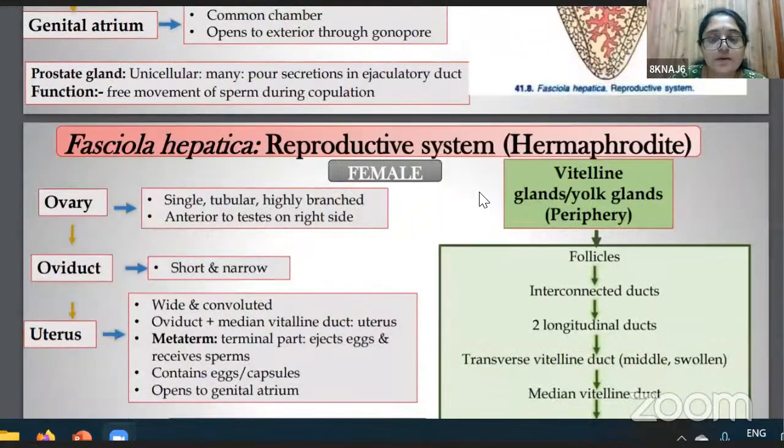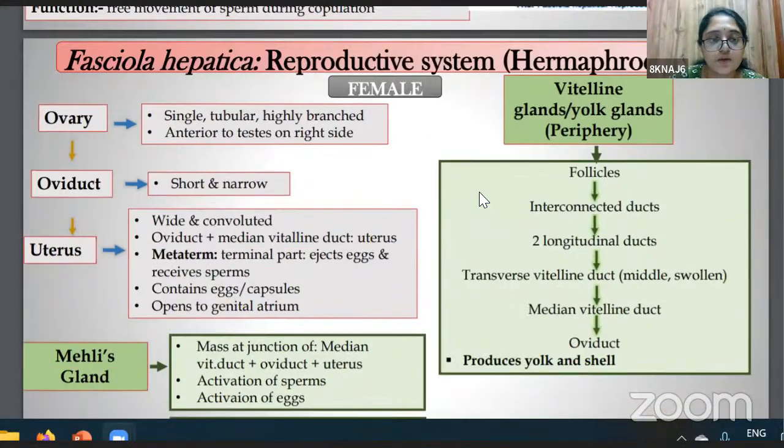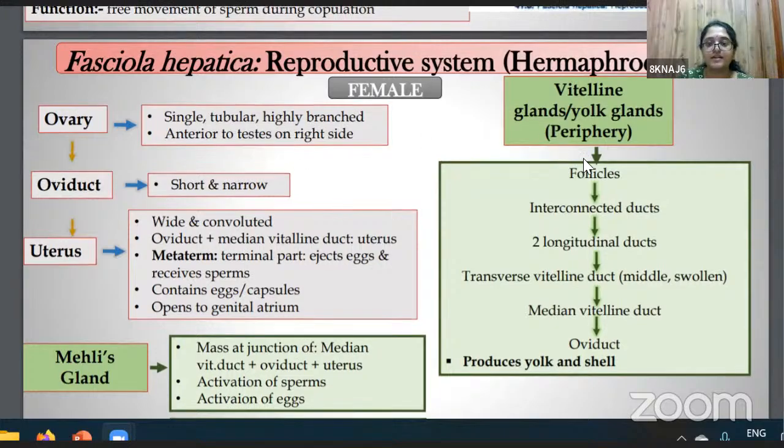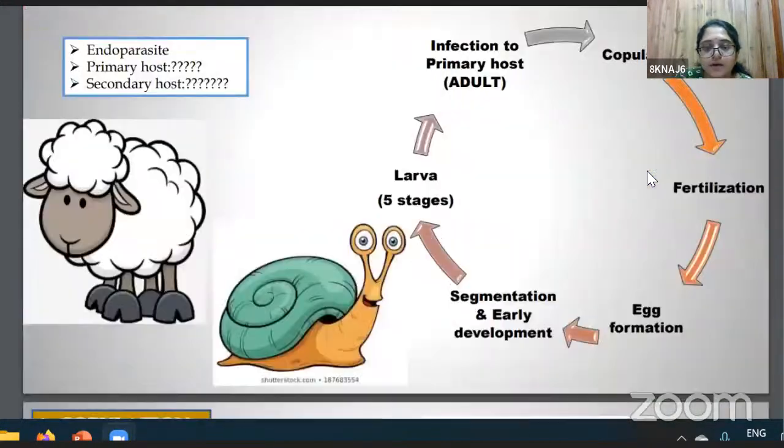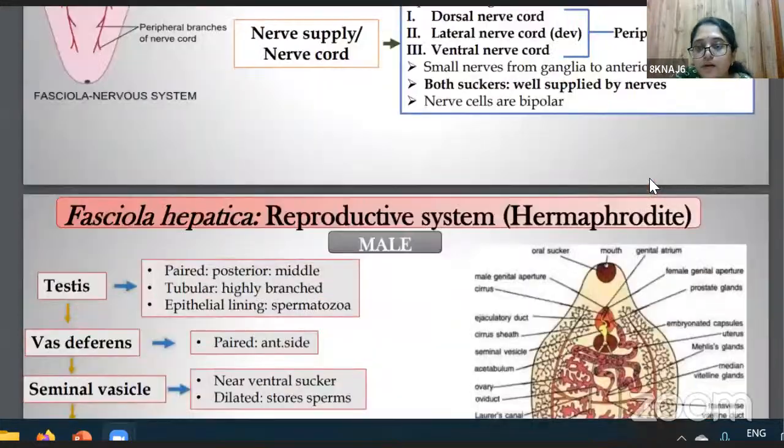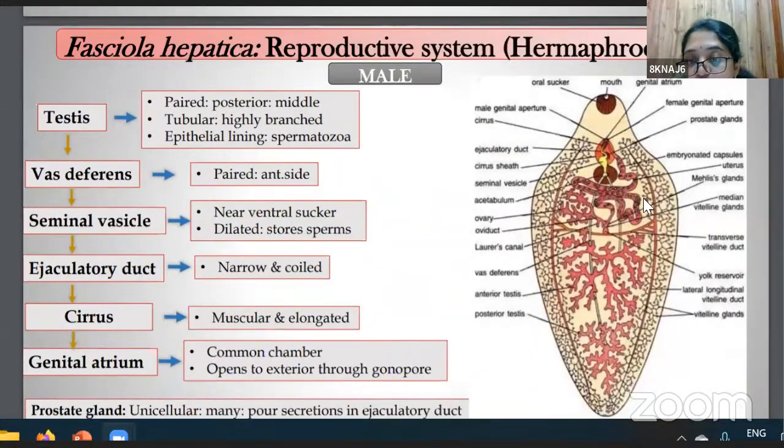So when it comes to the female reproductive system, you can see that it consists of a single ovary. You have an oviduct, you have a uterus and associated vitellaria, and you have Mehlis glands, special for the females of the trematodes, in fact. The ovary is highly branched, anterior to the testes, and on the right side it is present. The oviduct is present. I think this picture only will help in both. You can see both of them in this picture if possible.